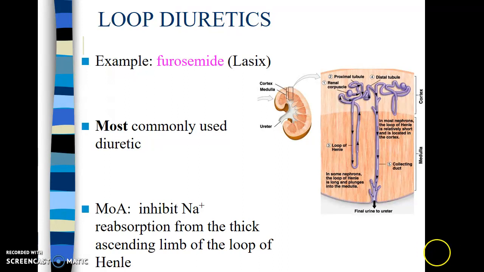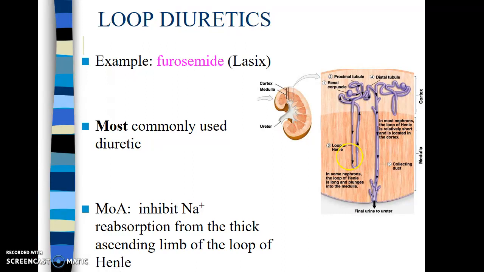What these loop diuretics do is they work in the loop of Henle. The loop of Henle is where we have the most amount of reabsorption going on, and this is going to limit that reabsorption. So the reabsorption is going to occur from the nephron out into the medulla, mostly, a little bit in the cortex, but mostly in the medulla. And it's going to go back into the blood vessels, back into the circulation.